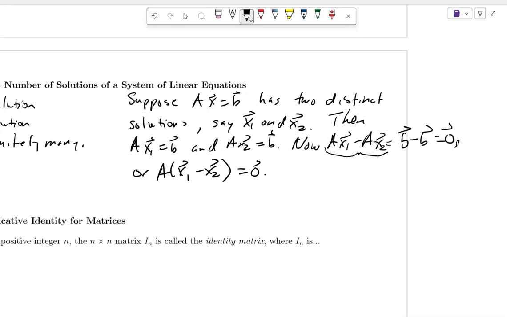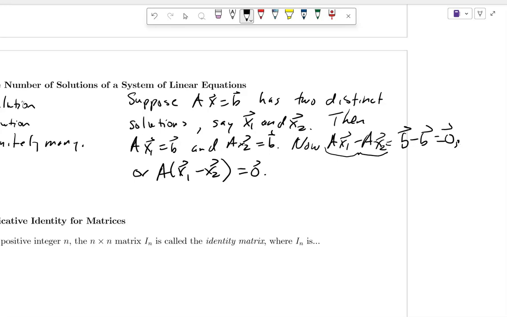Just to remind, as far as definitions go, when I have a system of linear equations and I have a 0 on the right-hand side, what kind of system do we have? What do we call that when there's a 0 on the right-hand side? Homogeneous system, right? Okay. Notice that x1 minus x2 here is a solution to the homogeneous system, right? If I just wrote Ax equals 0, which would be the associated homogeneous system, I have a solution.